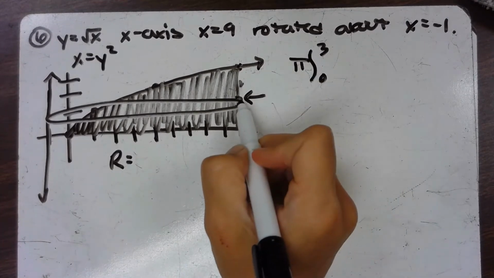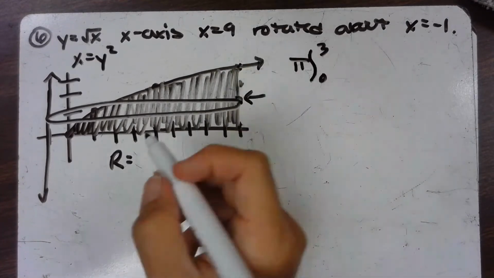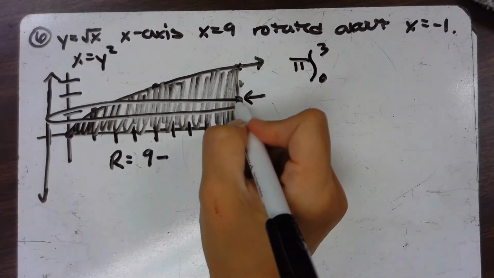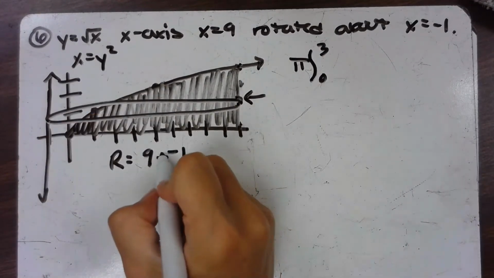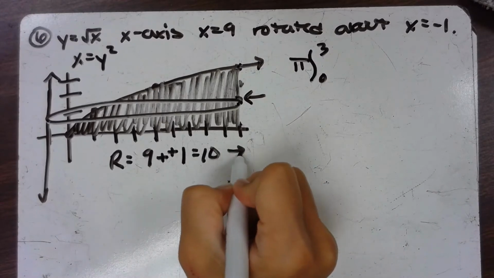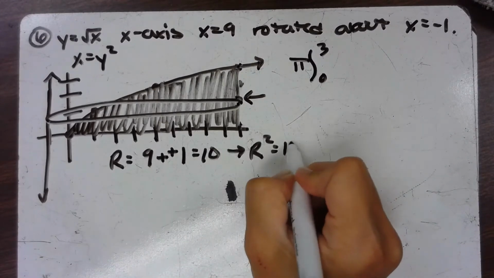So what do I hit first? I hit x equals 9 minus, what do I hit last? The -1, the axis of rotation. So that equals 10. So the R squared equals 100.